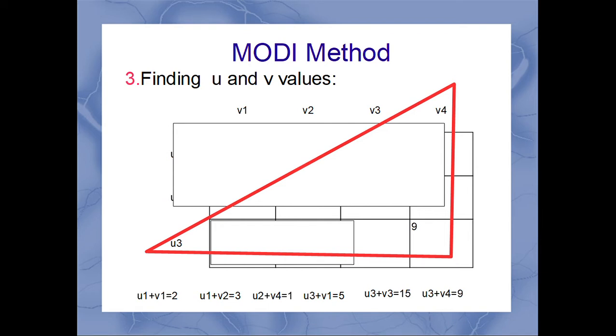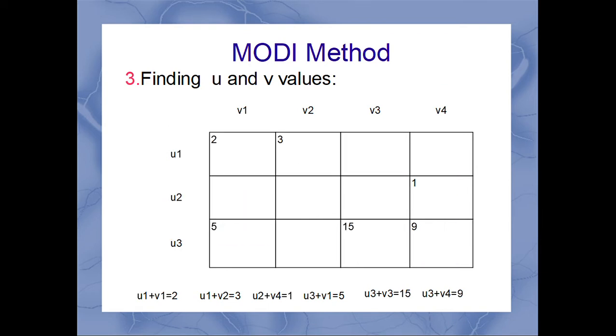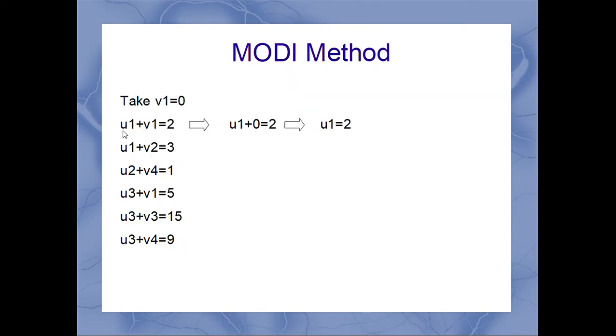This is step 3. And what is step 4? Finding the values of ui and vj. First of all, we take v1 equal to 0. By substituting v1 equal to 0, we get u1 equal to 2. Substituting u1 equal to 2 in this equation, we get 2 plus v2 equal to 3, which implies v2 equal to 1.